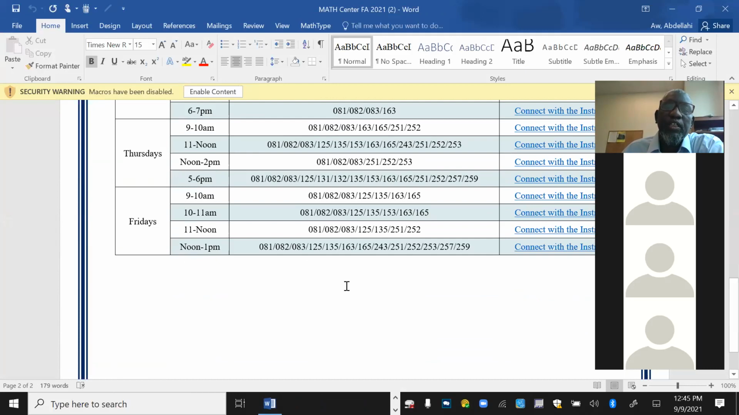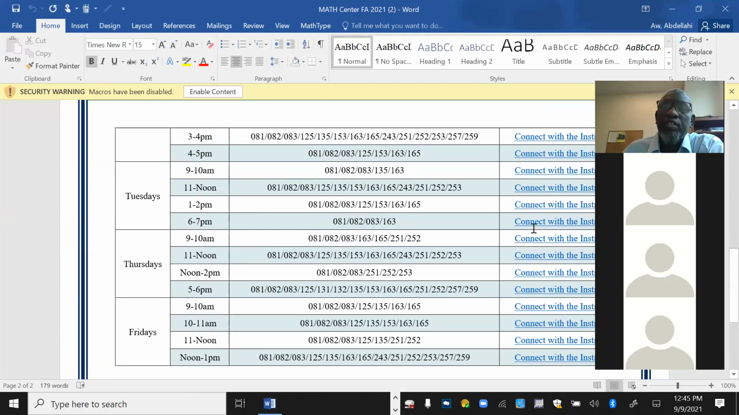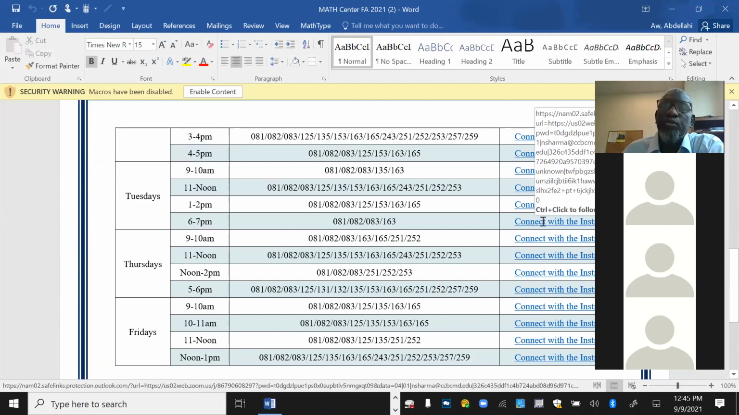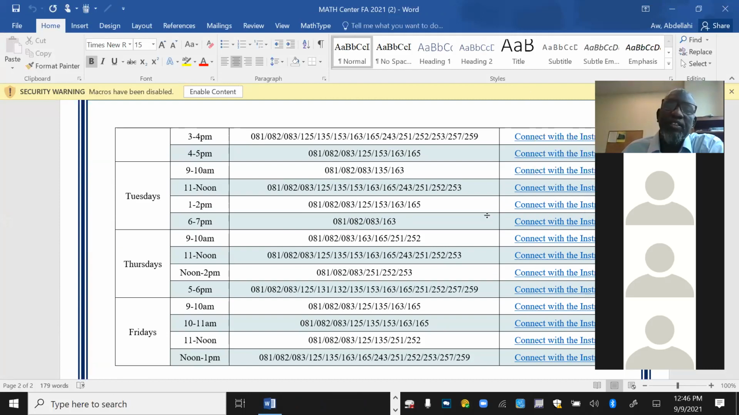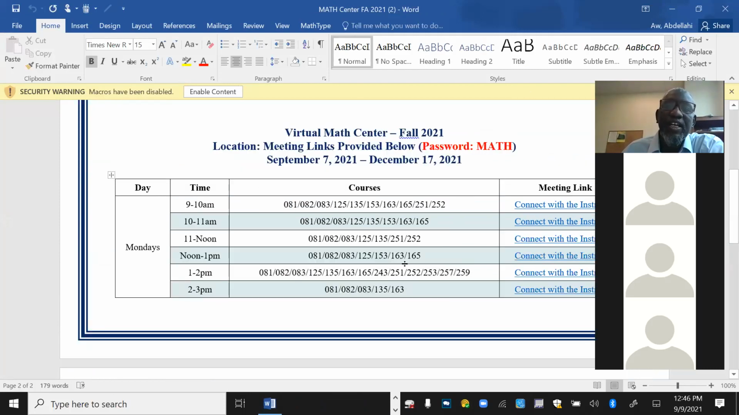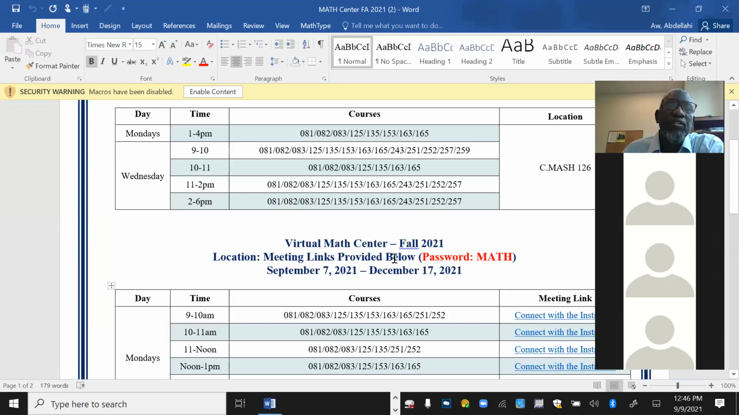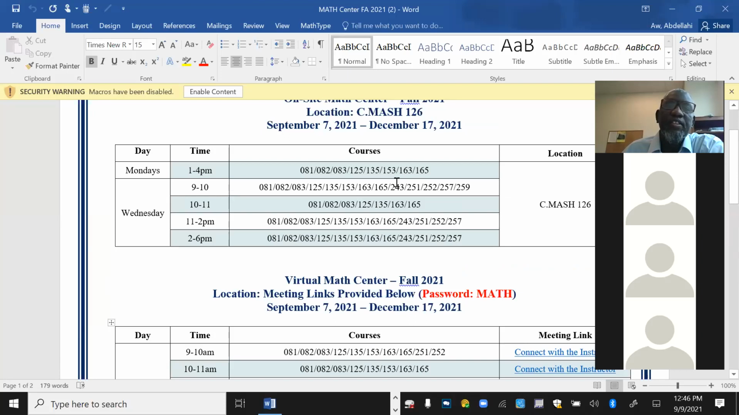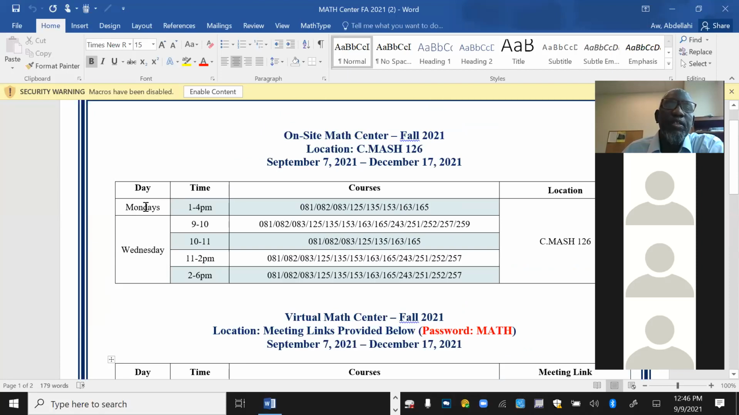Everywhere you see 163, it means you can go there. You click on the link right here, right click on this, and it's going to be either a Zoom link or a Teams link. The on-site is at Catonsville, I think, only on Wednesdays. Monday, you see, is 1 to 4, and Wednesday on-site.